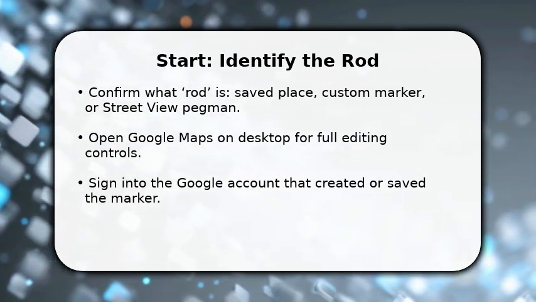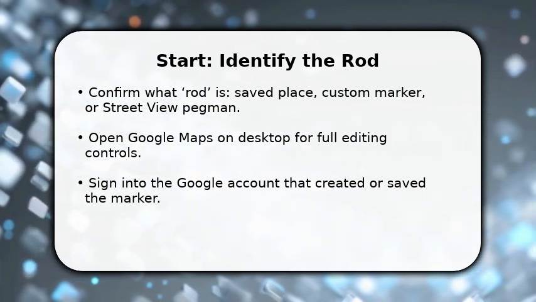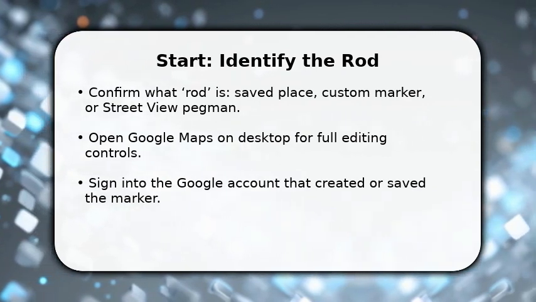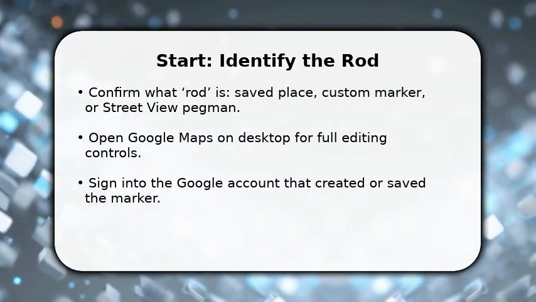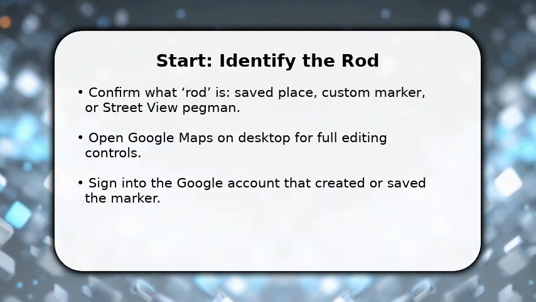Next, locate the marker on the map by searching its name or zooming to the area. Once you see it, click the marker to open its info card. From here, you'll get the controls you need to remove or edit it. Make sure the info card shows your account-related options before proceeding.